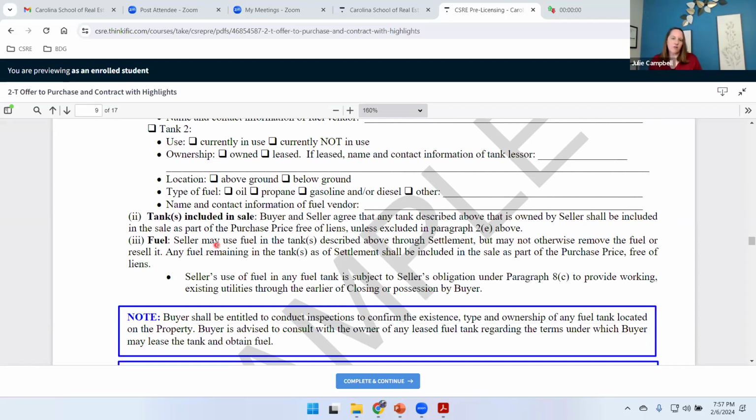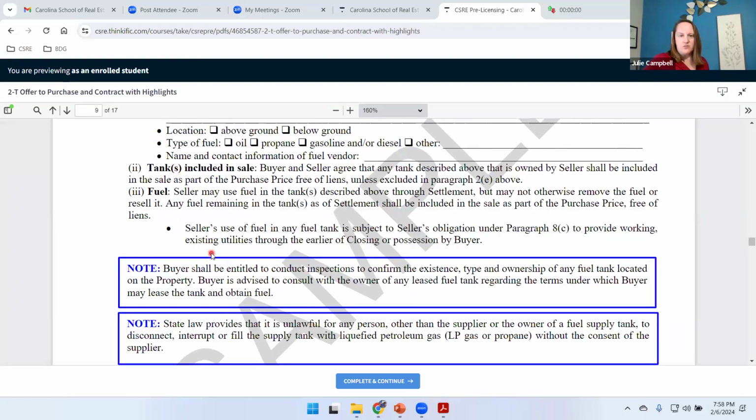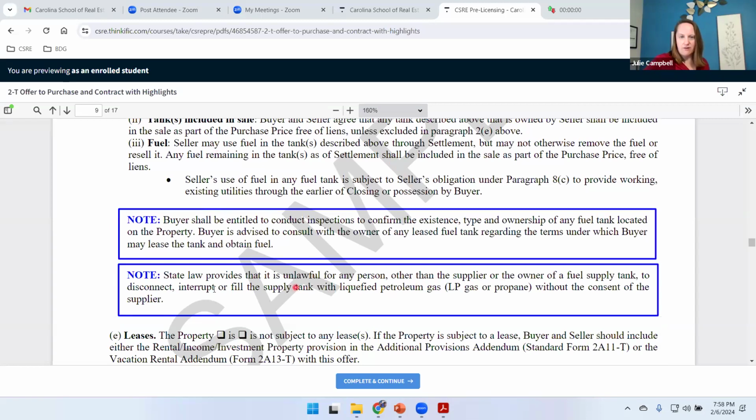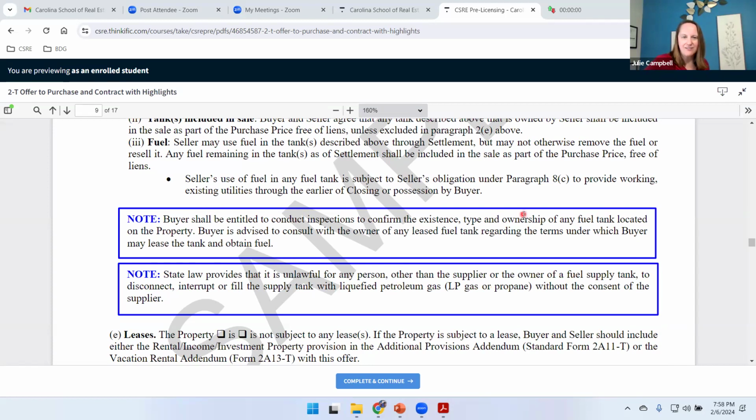Tanks are included in the sale. They're considered fixtures. Fuel, the seller can use the fuel up until settlement. Any remaining fuel left in the tank is going to become part of the sale, part of the purchase price. So the seller is welcome to use the fuel until they move out, until settlement. Whatever's left will be left for the buyer. State law just reminds us that only those authorized can fill or mess with the tank. You and I can't get out there.